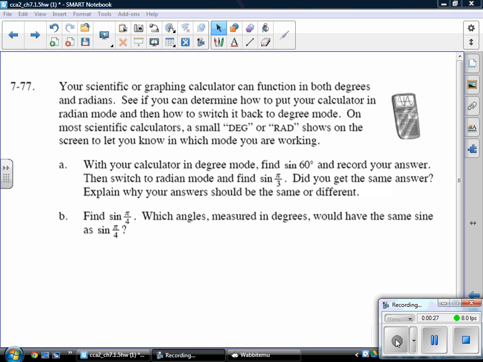Part A. With your calculator in degree mode, find the sine of 60 degrees and record your answer. Then switch to radian mode and find sine of pi over 3. Did you get the same answer? Explain why your answers should be the same or different. So we're going to start with part A and get to part B.